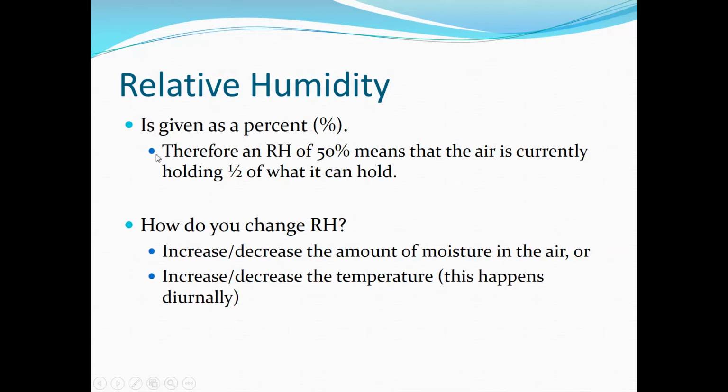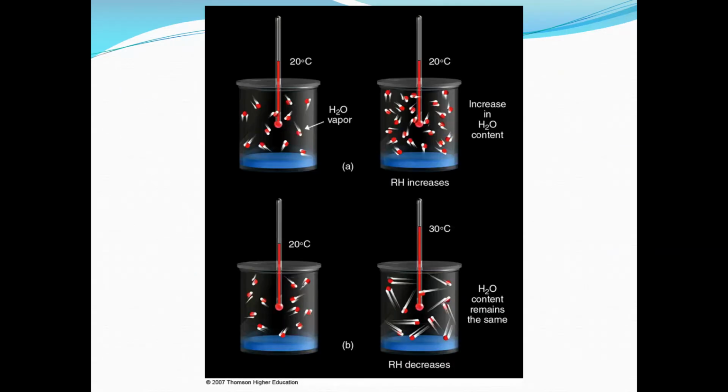So a relative humidity is given out as a percent, and it actually tells you how saturated the air is. So if you have a relative humidity of 50%, that means the air is 50% saturated. That means the amount of moisture in the air is 50% what the air can hold. So there are two ways you can change relative humidity. The first way is by adding moisture to the air. If you add moisture to the air but you leave the temperature alone, that will raise the relative humidity. On the other hand, if I took water vapor away but left the temperature alone, relative humidity would decrease. On the other hand, if I left the amount of water vapor in the air alone, but I changed the temperature, that would cause relative humidity to change as well.